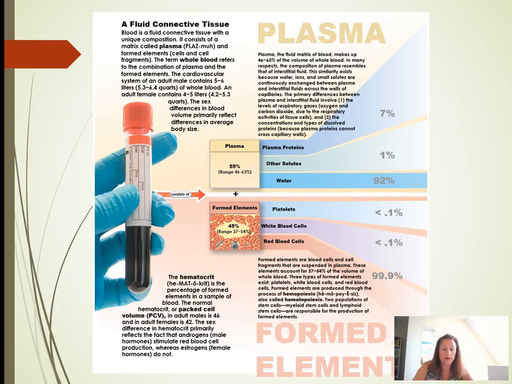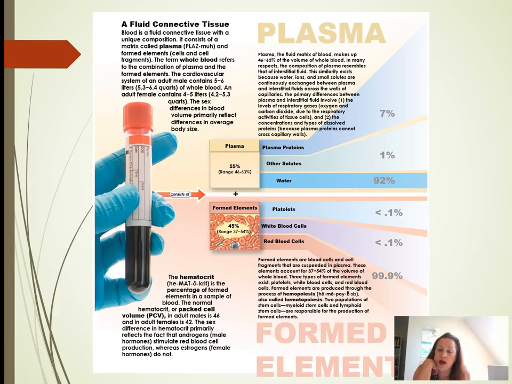So blood in general is a connective tissue. And this is a really great first slide because it gives you the breakdown of the blood. It tells you how much you should have, what a hematocrit is, what the packed cell volume is. It's a fluid connective tissue made up of plasma and then the formed elements. The formed elements are everything from the cells to the platelets, and we'll talk about those specifically.